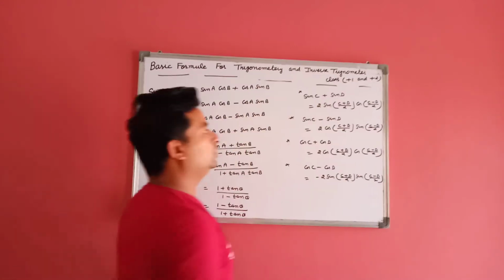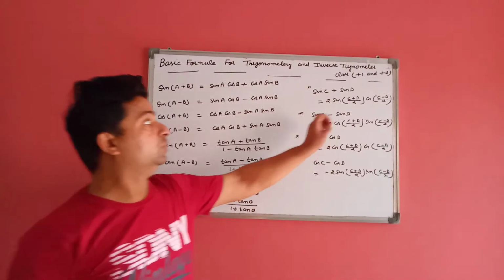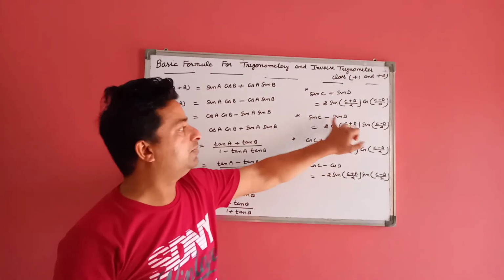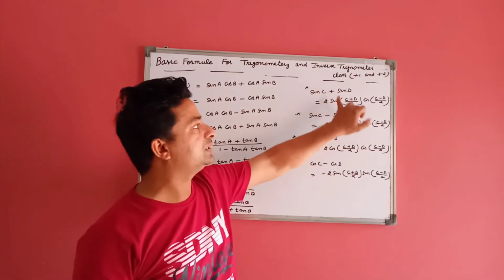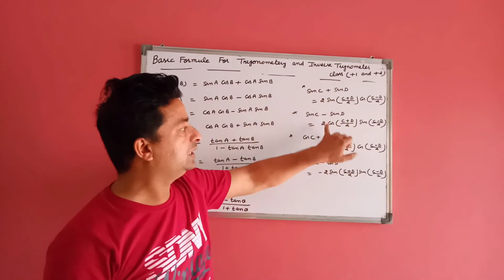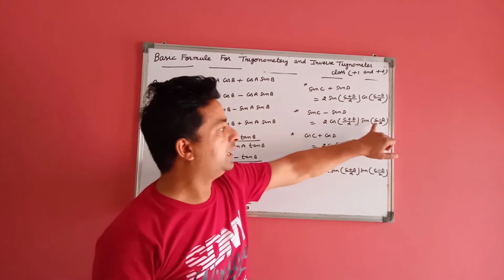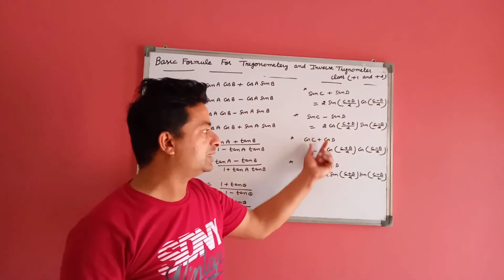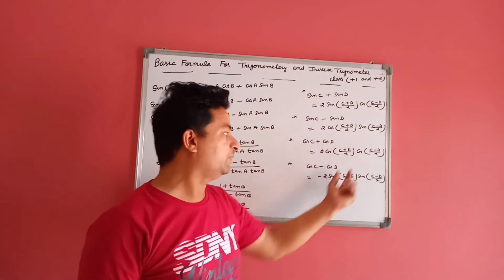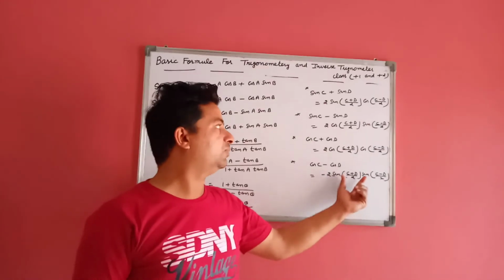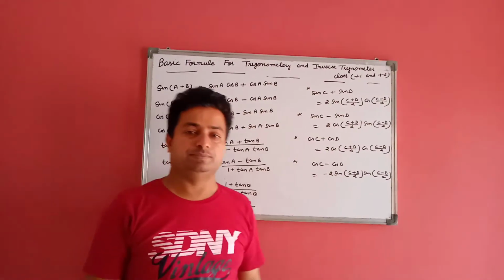To remember this, we know in both sin plus and sin minus, if there is a plus, sin is in front and cos is in back. But if there is minus, then cos is in front and sin is in back. In cos, if there is a plus, then both are cos. If there is a minus, then both are sin. These are the formulas for CD.